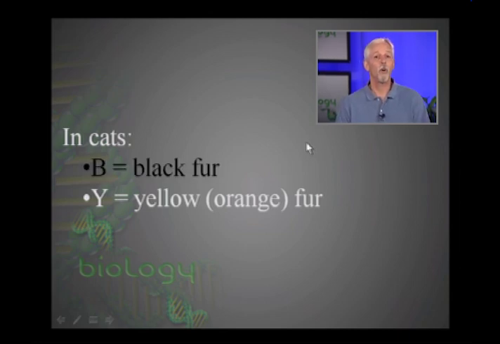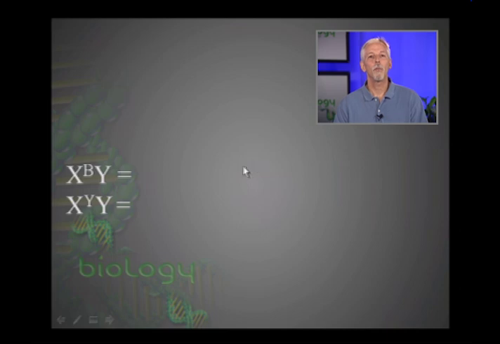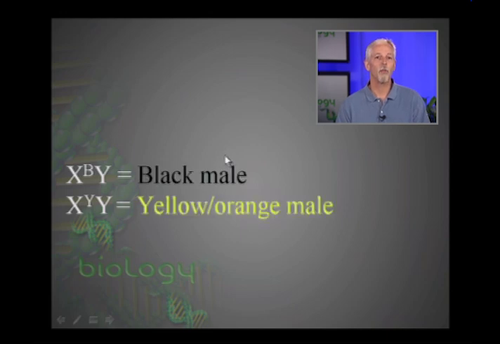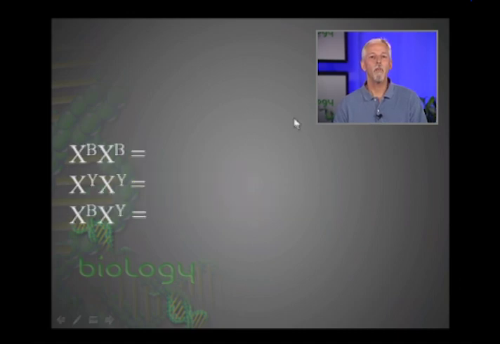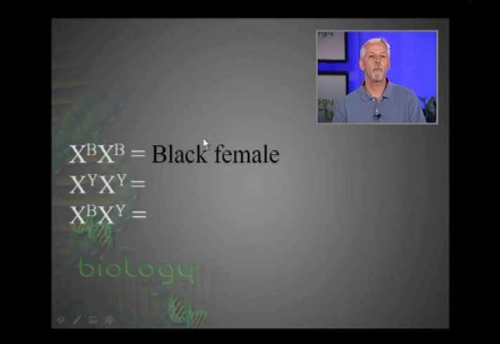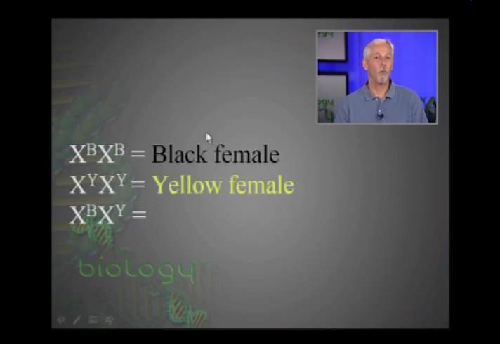The B allele codes for black fur, the Y allele codes for yellow or orange fur. And again, this can be a little confusing because this Y allele is an allele on the X chromosome. So as we look at genotypes here, males can either be black males or yellow males, depending on whether they're carrying the black or the yellow allele. Whereas females, if they have two black alleles, that would be a black female. If they have two of the Y alleles, that would produce yellow fur, so it would be a yellow female.